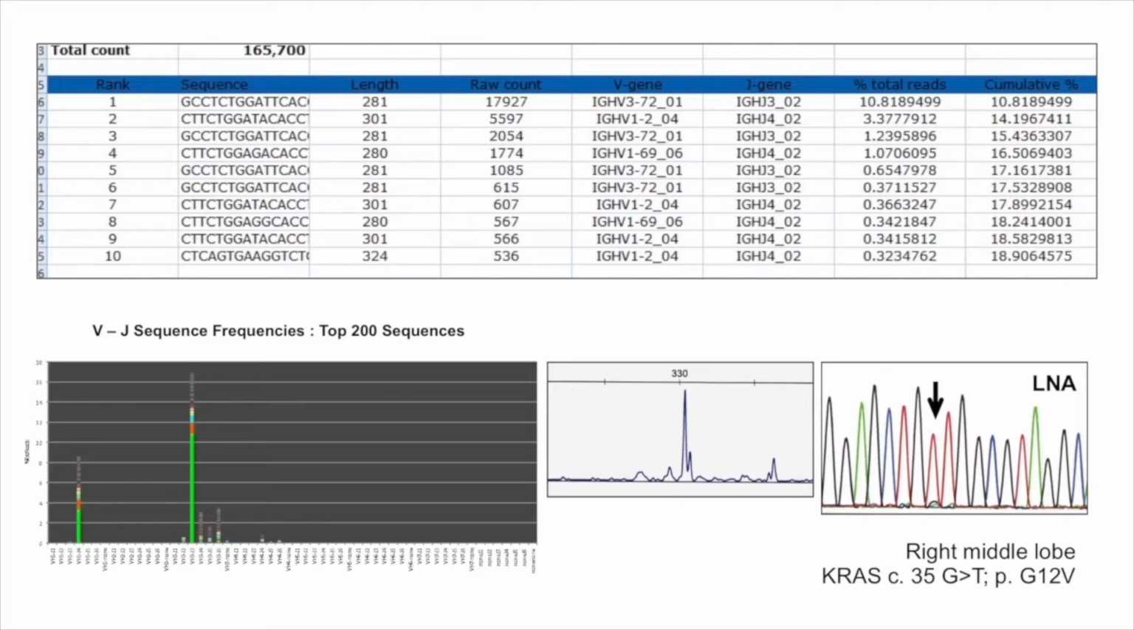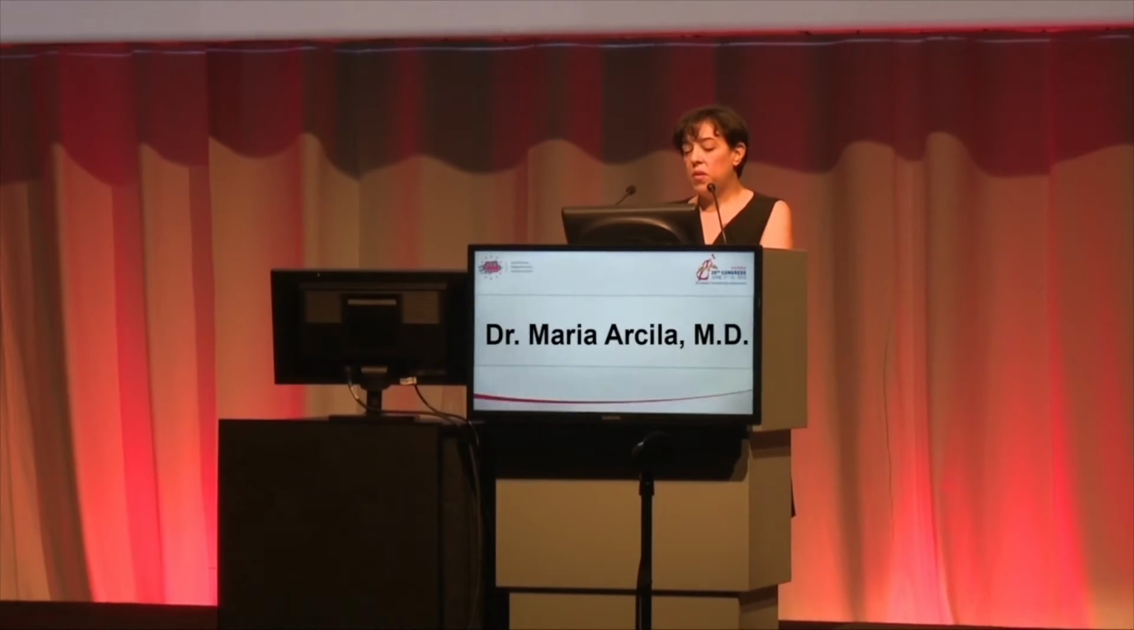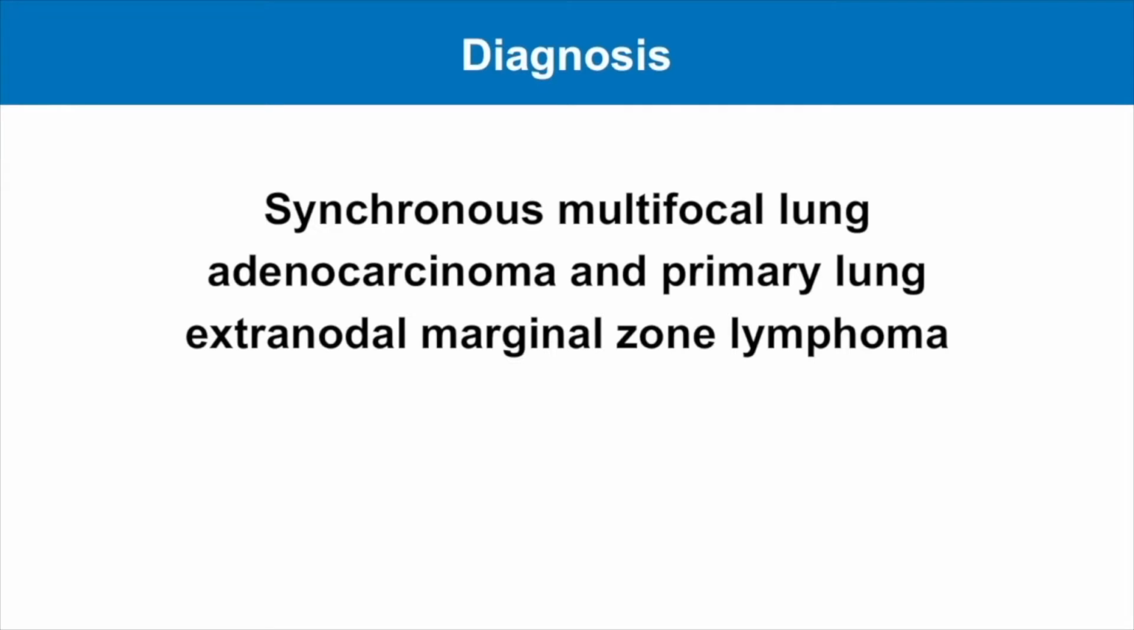This patient happened to have multiple lesions. All of them were KRAS mutated, and every single one of the lesions that this patient had that were resected by wedge resections had exactly these same clones. So very interesting case and very difficult to diagnose without the clonality testing itself. So the diagnosis for this case was a synchronous multifocal lung adenocarcinoma and a primary lung extranodal marginal zone lymphoma.